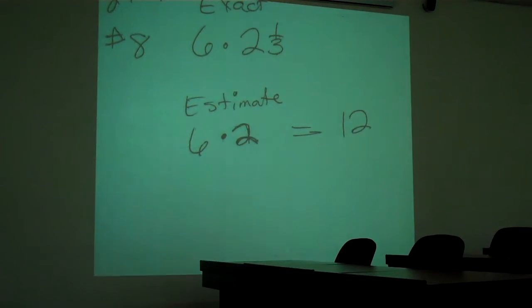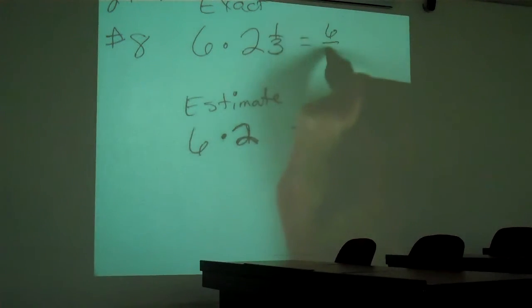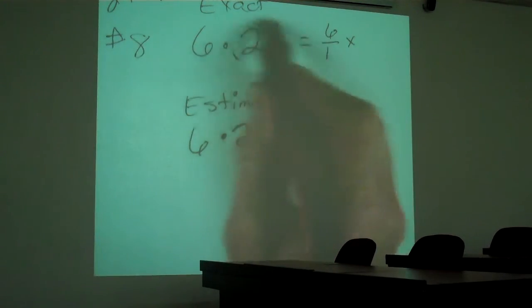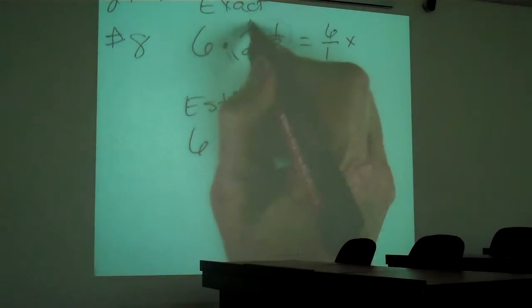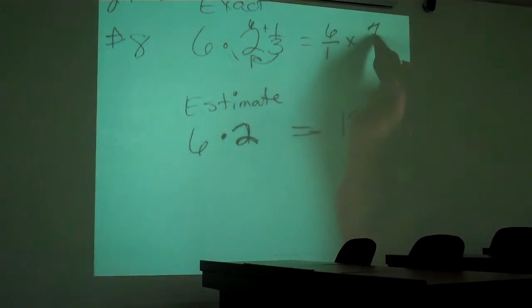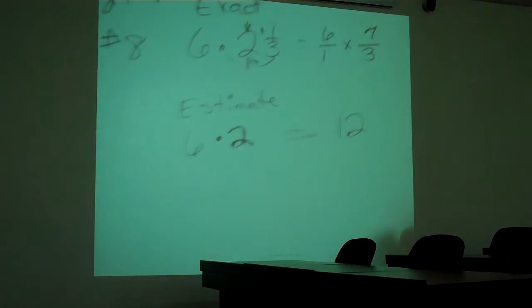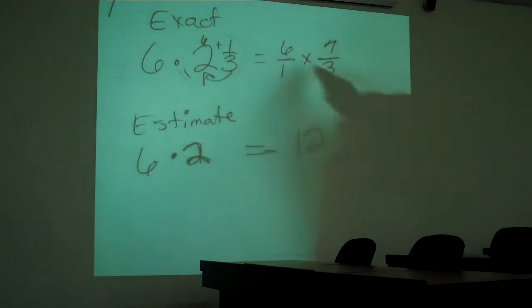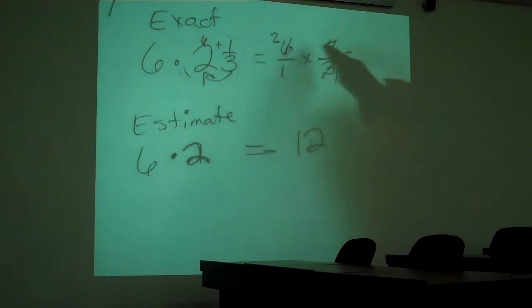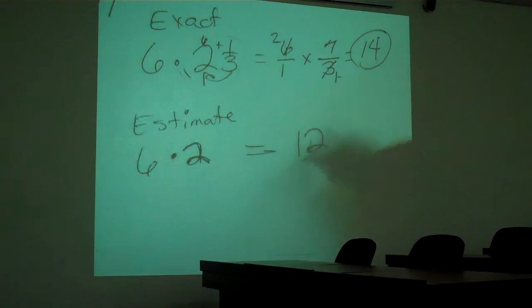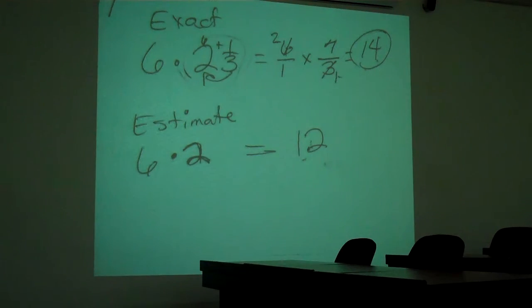Then the exact, you'd leave the 6 as 6 over 1, and then change this into an improper fraction. 3 times 2 is 6 plus 1, 7 thirds. Okay? So you could divide this before you multiply. Divide by 3, divide by 3. That's all you can divide, so 2 times 7 is 14, over 1 is 14. So the estimate's not going to be super close, but you'll be able to tell whether it looks right or not.